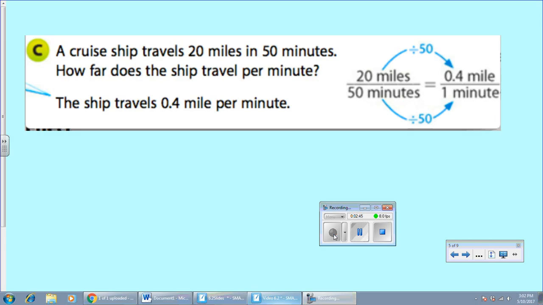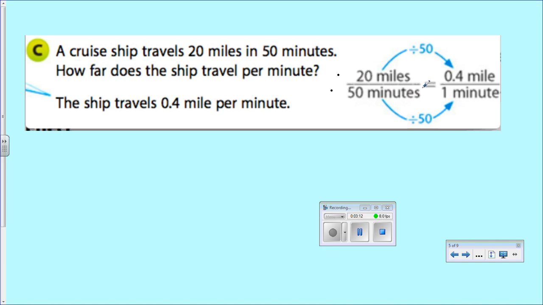Here's another example. It's about a cruise ship traveling 20 miles in 50 minutes. How far does this ship travel per minute? So every minute that goes by, how far is this cruise ship traveling if it can do 20 whole miles in almost an hour, or 50 minutes? So we set up our ratio as miles to minutes. And we know that it's going to be a certain amount of miles per the 1 minute. And to go from 50 minutes to 1 minute, we're dividing by 50. And what we do to that denominator, we do to the numerator. And 20 divided by 50 is 4/10 of a mile.